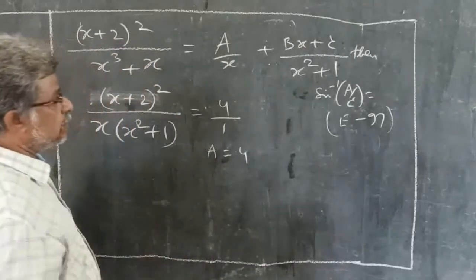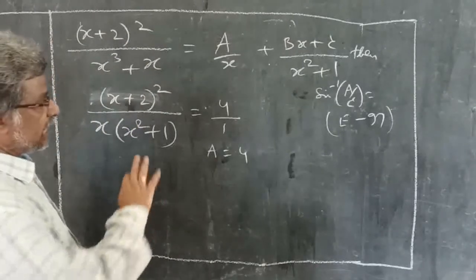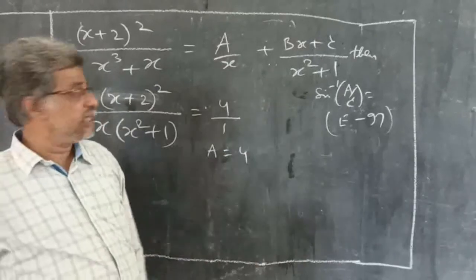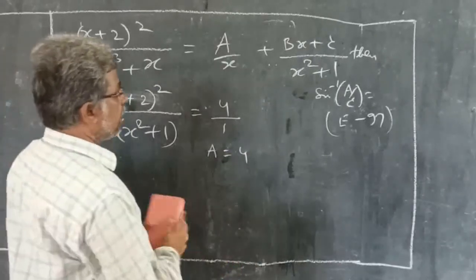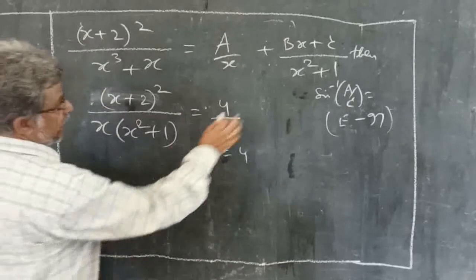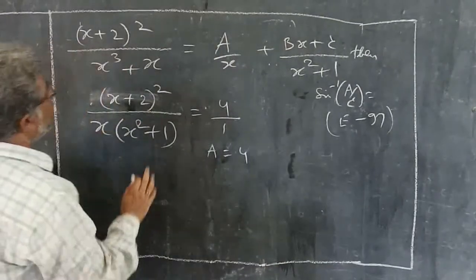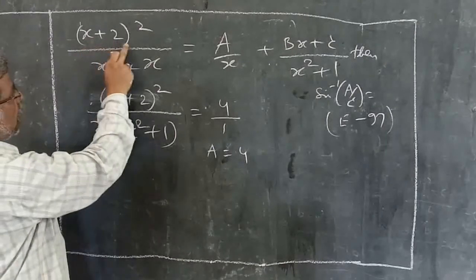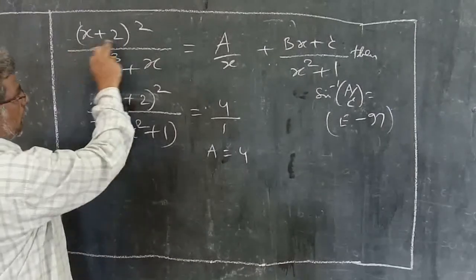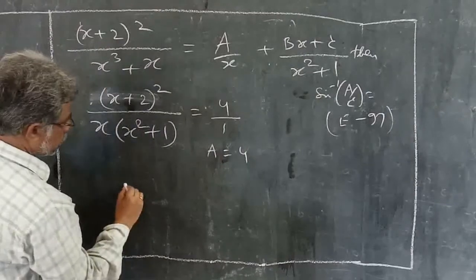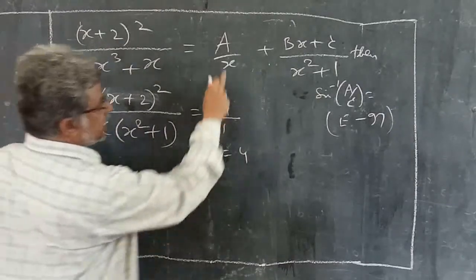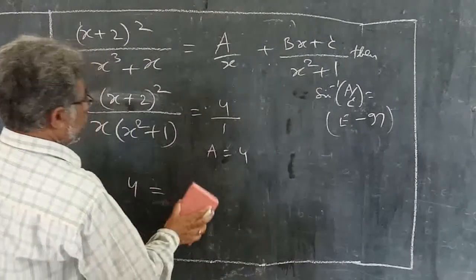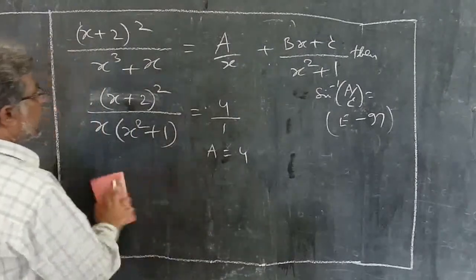Now I need the c value. To get the c value, I can take LCM. Because I cannot make x square plus 1 zero, I should go for comparing coefficients. Comparing the coefficient of x, I will get the c value. But here the constant on this side is 2 square, 4, equal to the constant here, which is a. So a we directly got, no problem.